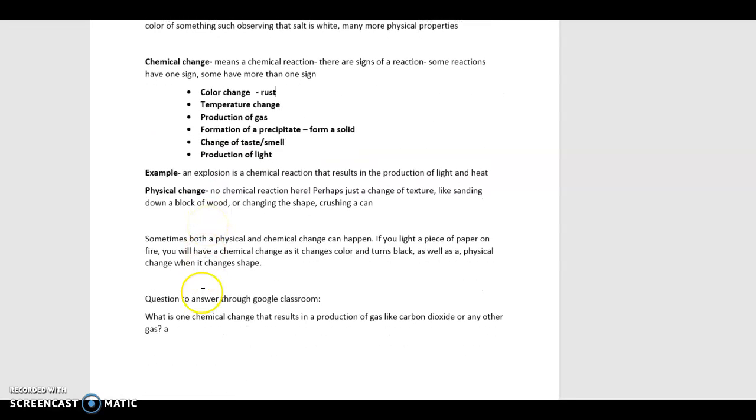Okay. So here's your question you have to answer through Google Classroom. I don't need that A there. What is one chemical change that results in a production of gas like carbon dioxide or any other gas? So here's your question. I would pause this now and make sure you answer through Google Classroom. Make sure you press submit over here. And you can use the internet to do so. That's what it says in the directions.